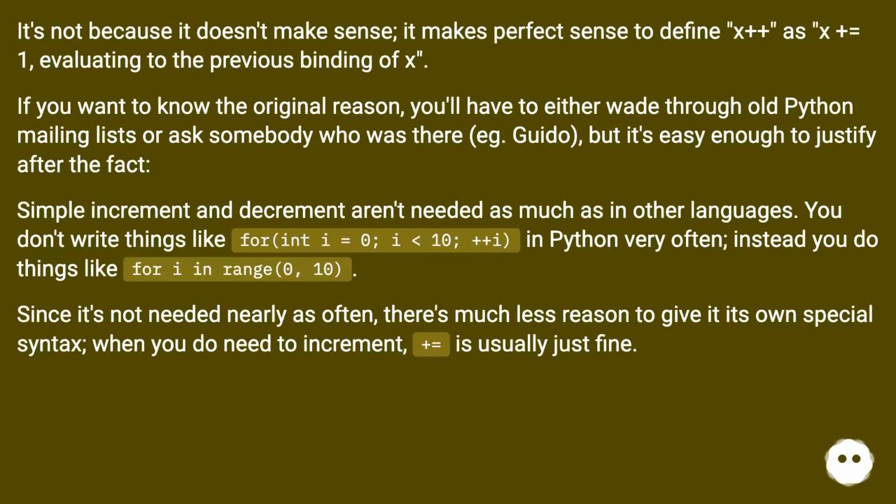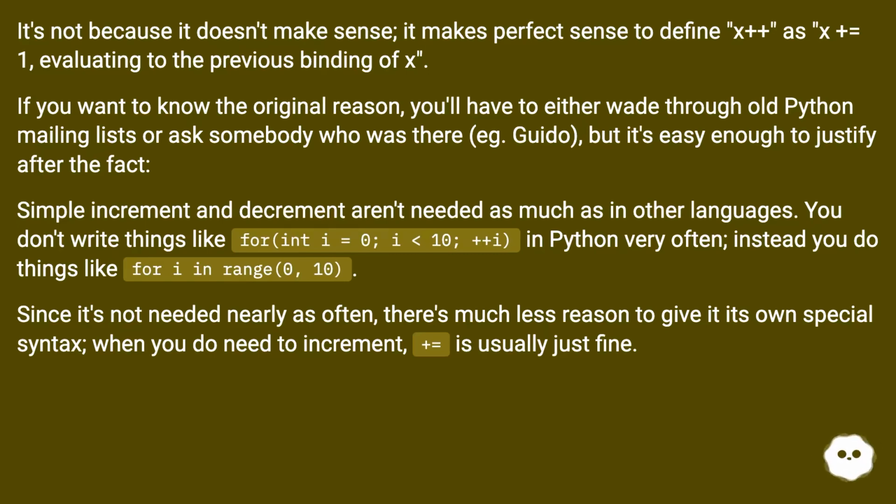It makes perfect sense to define x plus plus as x plus equals 1, evaluating to the previous binding of x. If you want to know the original reason, you'll have to either wade through all the Python mailing lists or ask somebody who was there, e.g. Guido, but it's easy enough to justify after the fact.